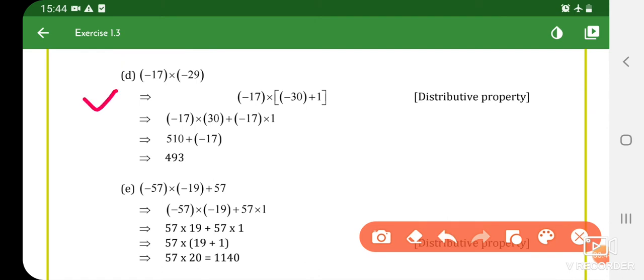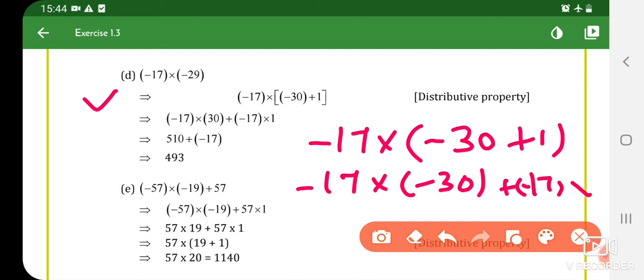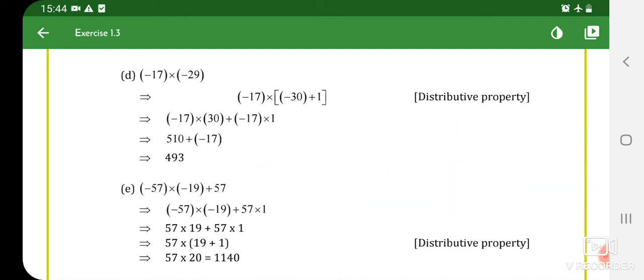Next is minus 17 into minus 29. In this question, we also use distributive property. So this minus 17 as it is, and in the place of minus 29 we write minus 30 plus 1. So minus 17 into this minus 30, and when we multiply, minus 17 into 1. Okay kids, 17 into minus 30 is 510 and this one is 17. When we subtract, the answer is 493.